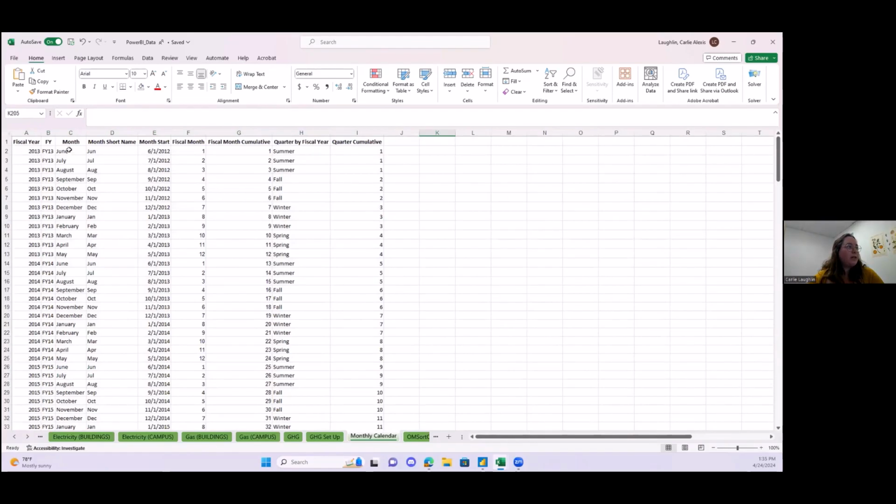We have the fiscal years, we have the calendar month, we have the fiscal month from the baseline value for the sustainable operations plan, as well as the calendar and the fiscal year quarter. And both of these are cumulative, just so we can track over time.